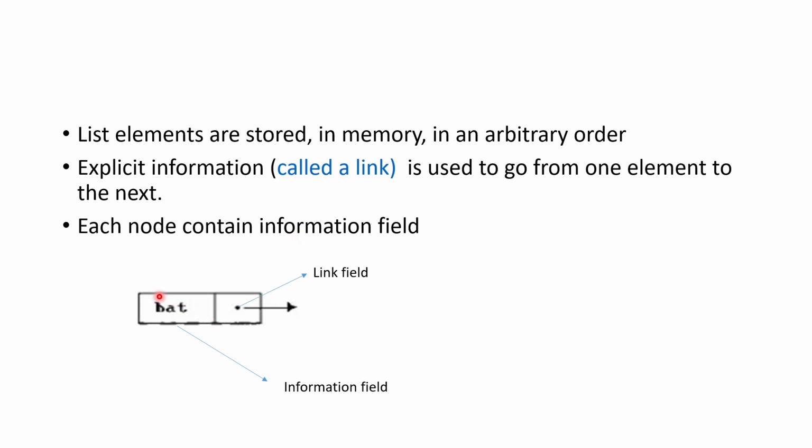This has got two fields. One is the link field, the other one is the information field. The link field has the address of the other node following it. With that we can traverse and reach any node. By step movement you can reach any node. The other field is the data field.